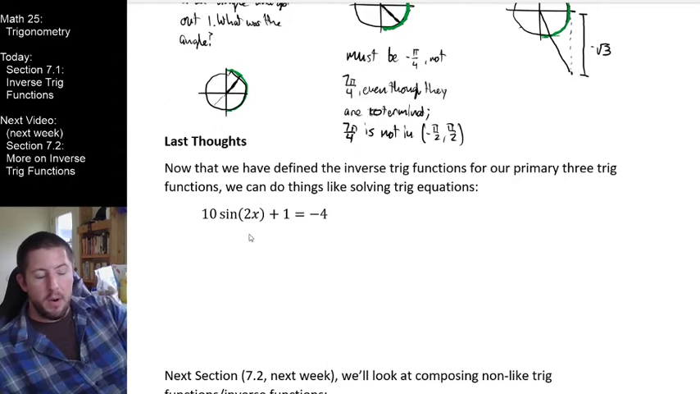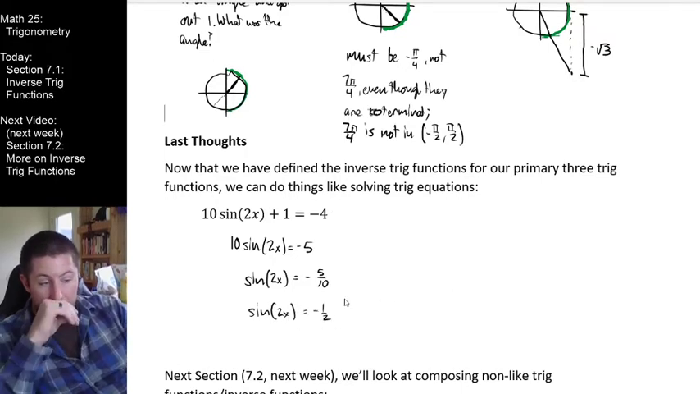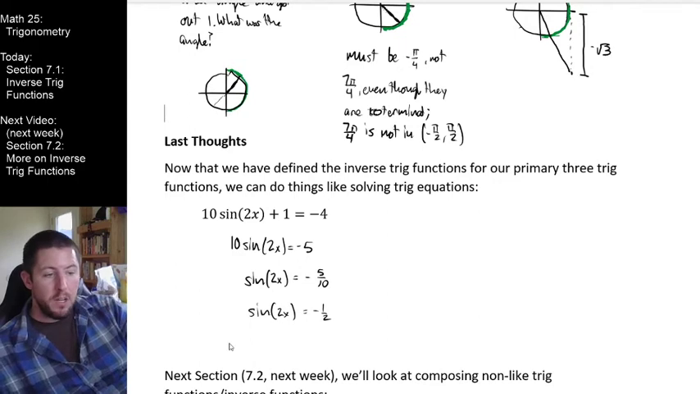My first step, I think I want to subtract 1 from both sides. Next step, I want to divide both sides by 10. It's negative 5 over 10, also known as negative 1/2. Now I would like to apply the sine inverse function to both sides.